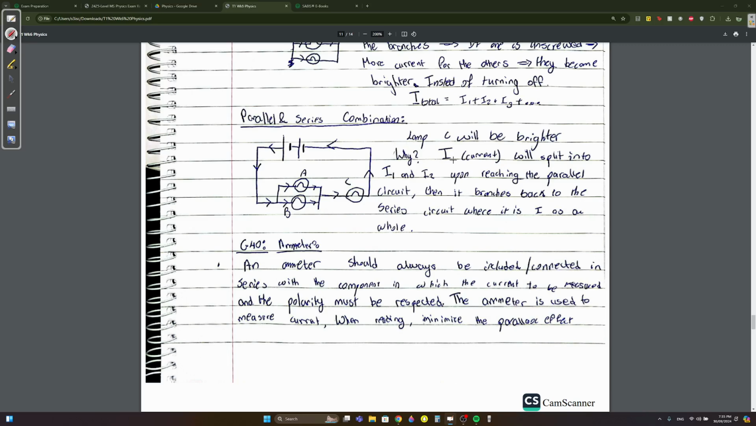Let's see why. The current I will split here into I1 and I2, right? Upon reaching the parallel circuit. When it branches back, it goes back normally as I total. And this I total will go into the lamp, right? So these lamps take only a piece of the total I, but this lamp here takes all of it.